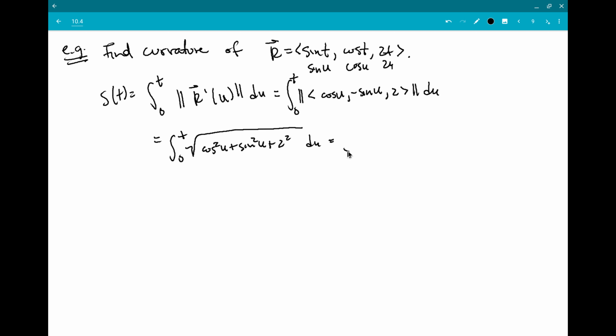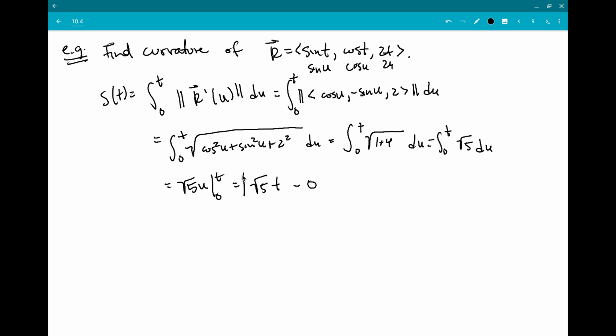Cosine squared plus sine squared is just 1. So that's the integral from 0 to t of the square root of 1 plus 4 du. That's the integral from 0 to t of square root 5 du. That's square root 5 times u, evaluated from u equals 0 to t. So that's just square root 5 times t minus 0. So square root 5 times t is going to be my arc length s.